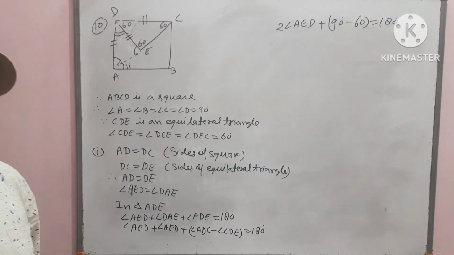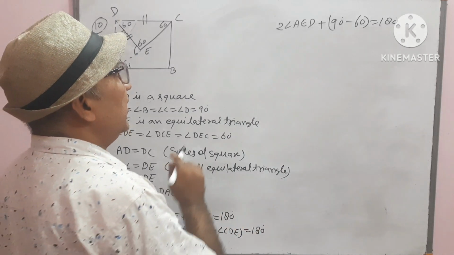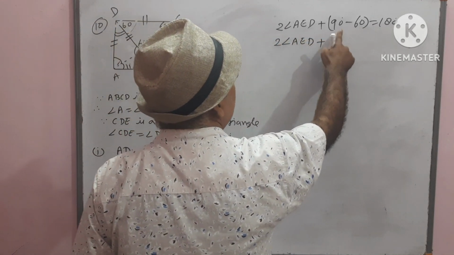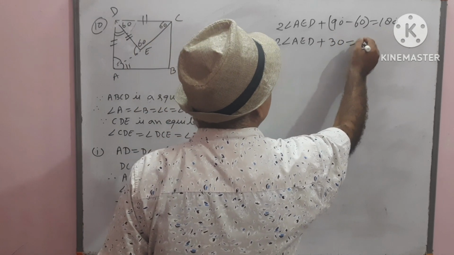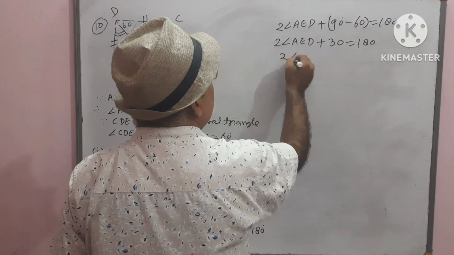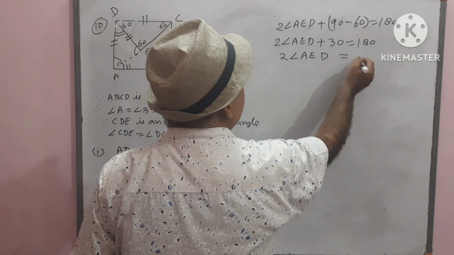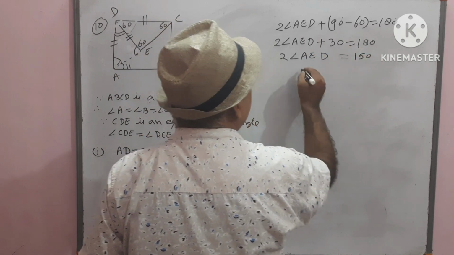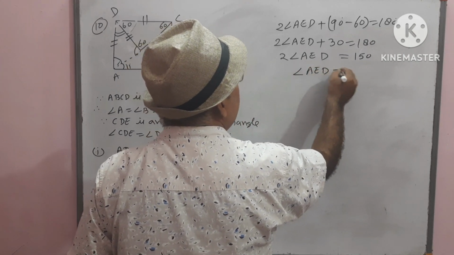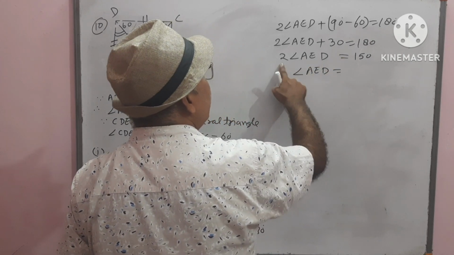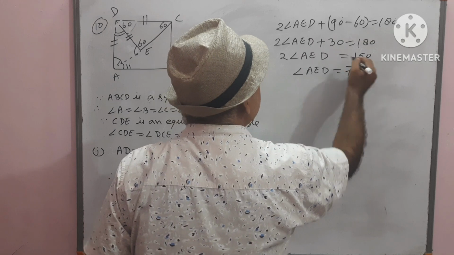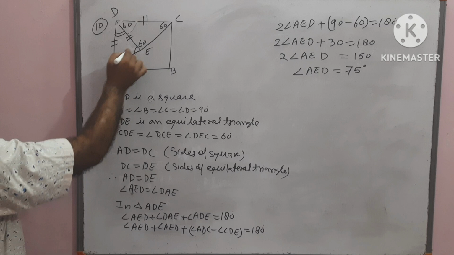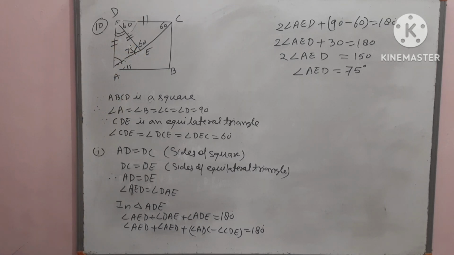Okay, many properties we are using here, so be very alert. Now 2 times AED plus 90 minus 60, that is 30. That means 2 times AED is equal to 180 minus 30, which is 150 degrees. So angle AED is equal to 150 upon 2, that is 75 degrees. So angle AED we have got here as 75 degrees.